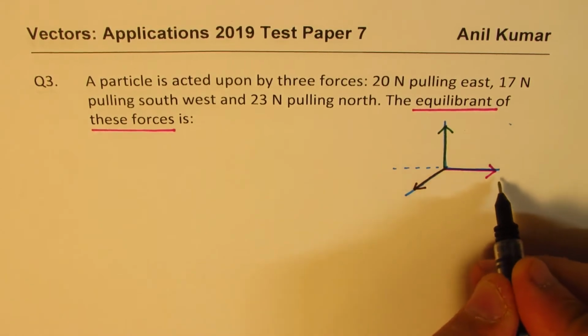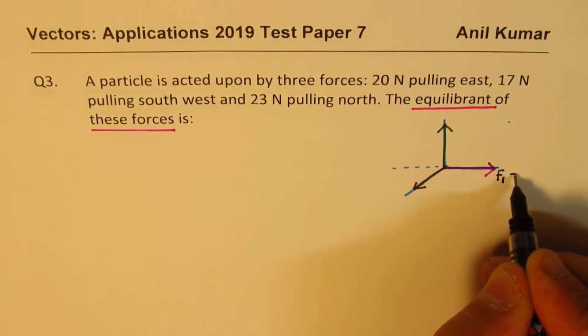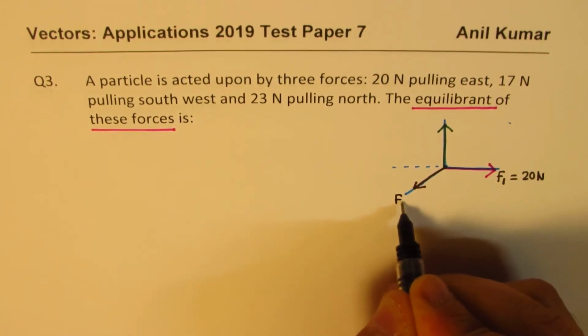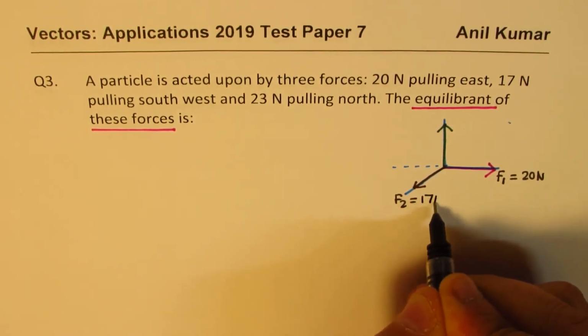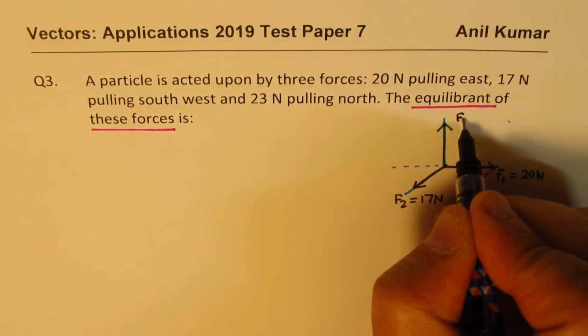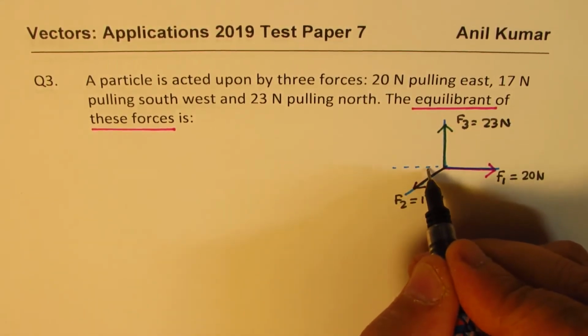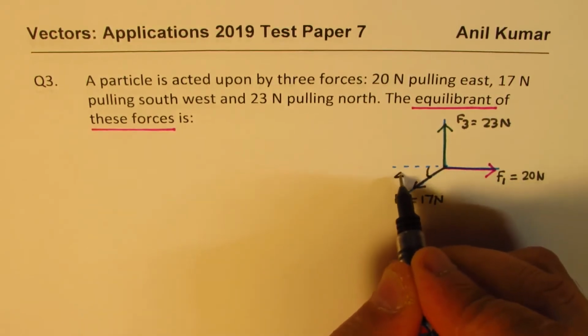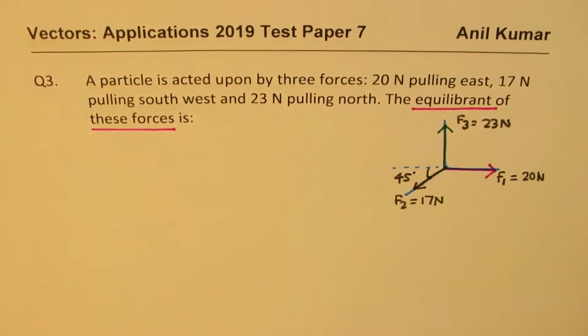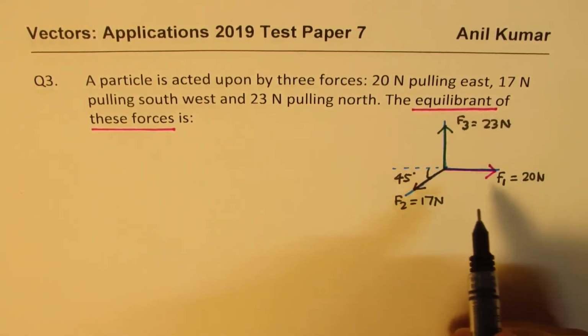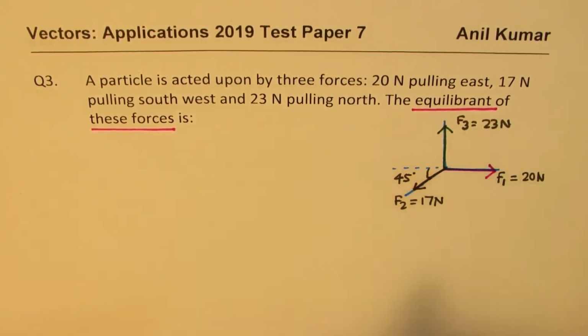So what we are going to do, we'll write here force 1 which is 20 newtons, force 2 which is 17 newtons, and the force 3 which is 23 newtons. The angle with the horizontal here will be 45 degrees. Clear? Now let's write down all these forces in terms of their x and y components. So our step will be to write them in components.